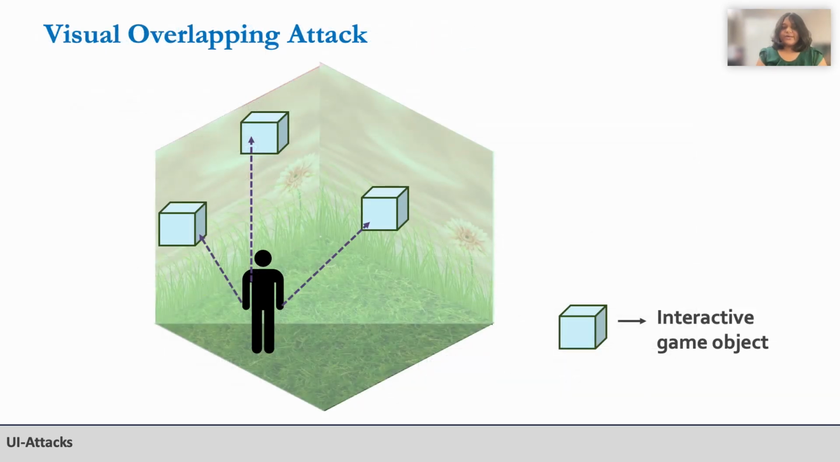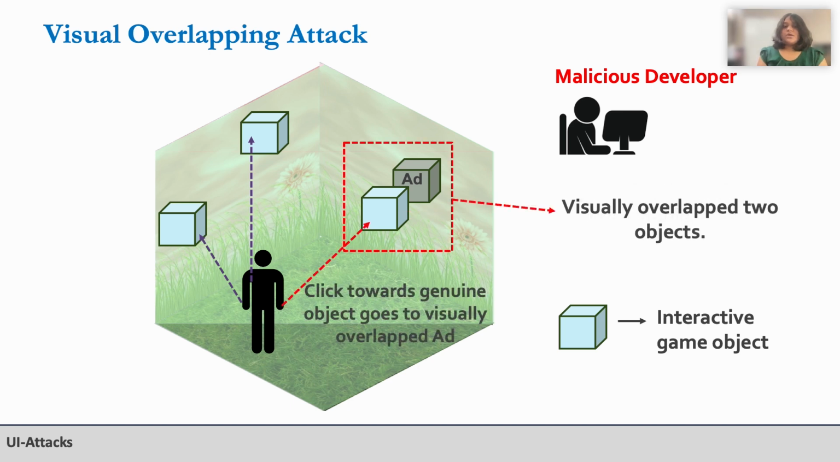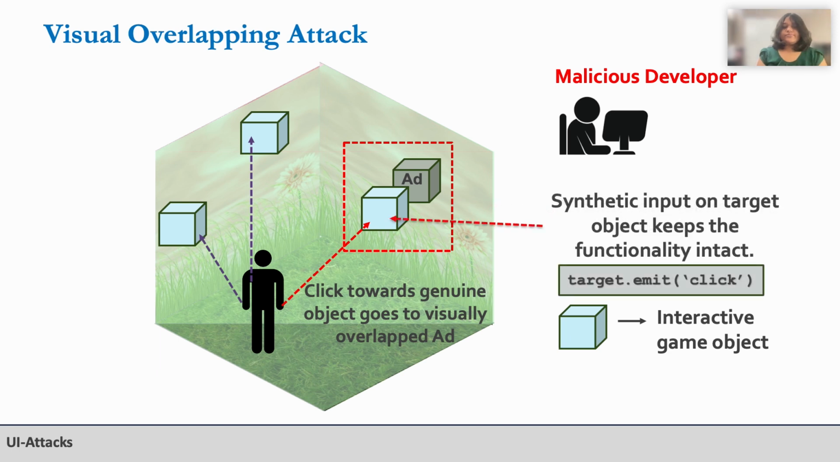To discuss the visual overlapping, let's again consider the target shooting game scenario. For this attack, we consider the developer to be malicious. Now, the malicious developer strategically places an advertisement behind an interactive bait object. The developer makes the bait object unclickable. This ensures whenever the user tries to interact with the bait object, click goes to the next entity intersected, which is here the advertisement. Finally, synthetic input is used on the bait object to keep the functionality intact.